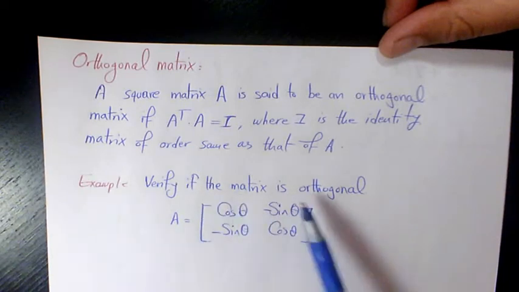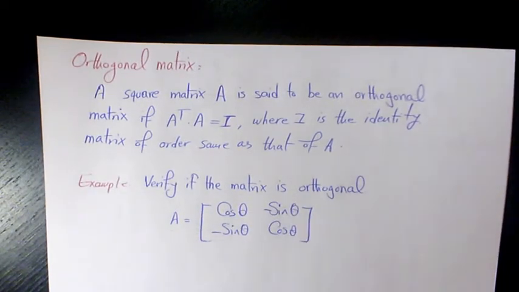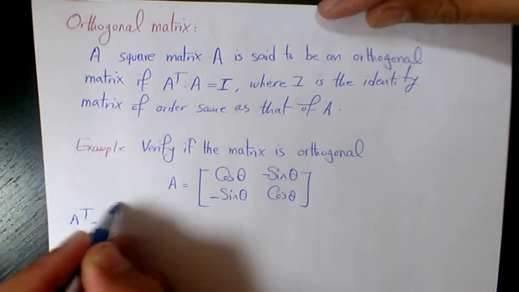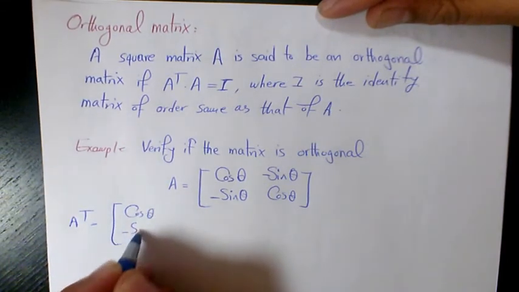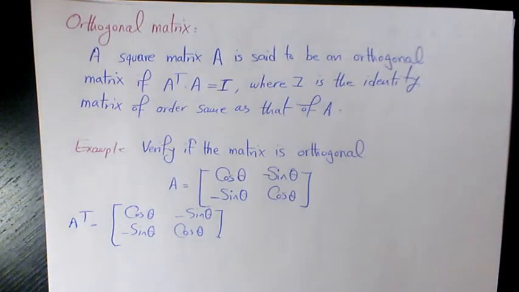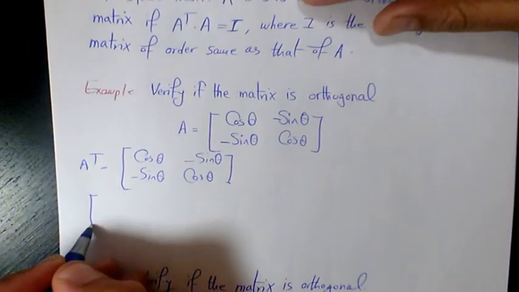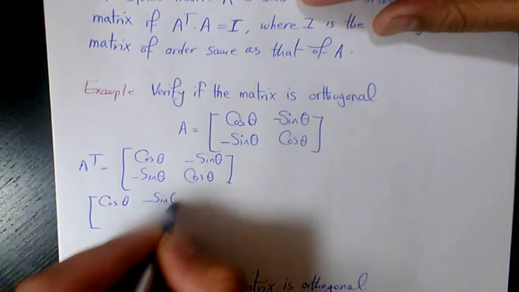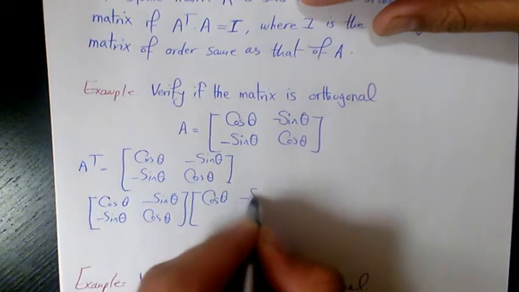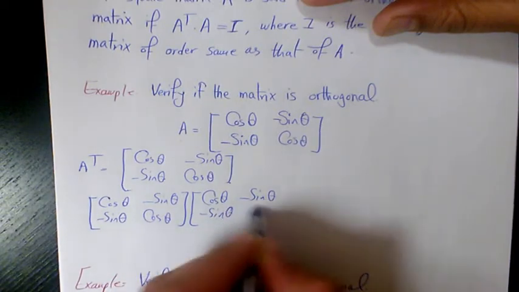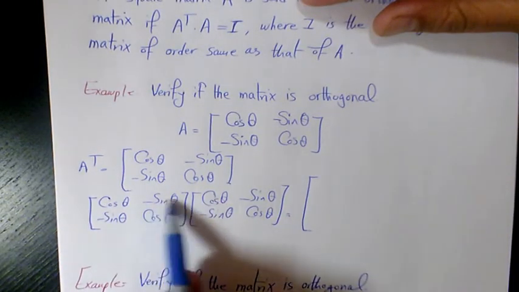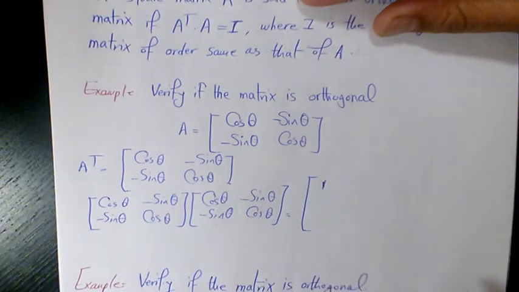Verify if the matrix is orthogonal. A is a 2 by 2 matrix, so we need to figure out if A transpose times A is I. Transpose of A in this case is going to be cosine theta, negative sine theta, negative sine theta, and cosine theta. When you multiply that, cosine times cosine plus negative sine times negative sine is going to be cosine squared plus sine squared, which is going to be 1.